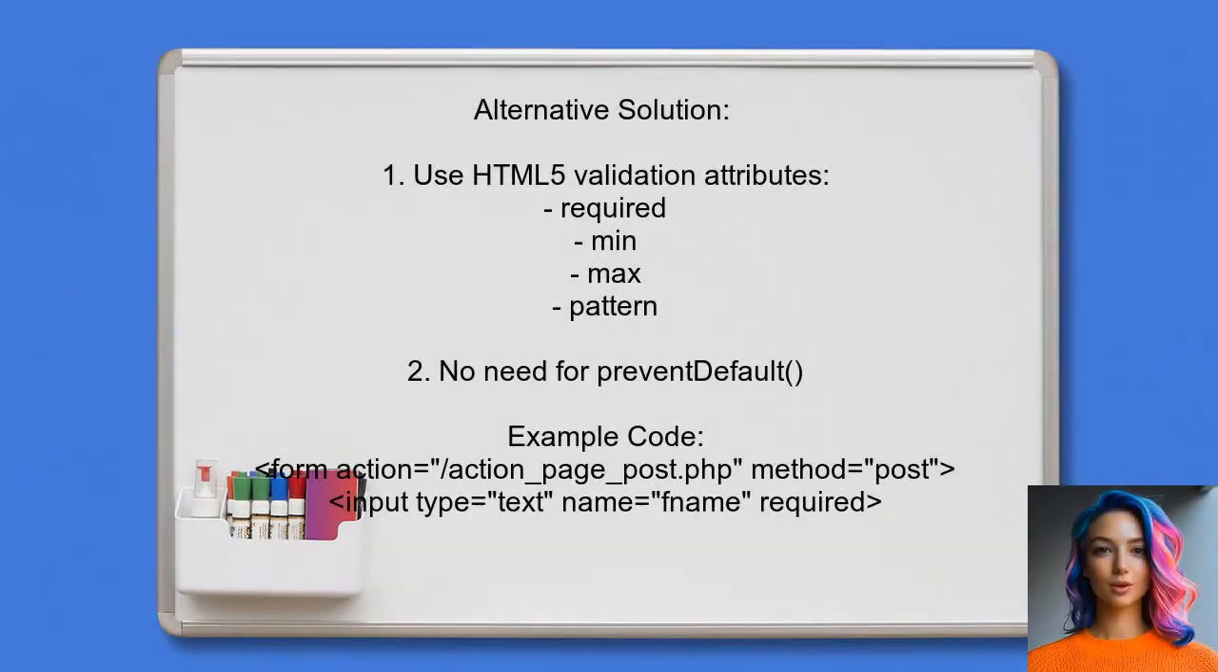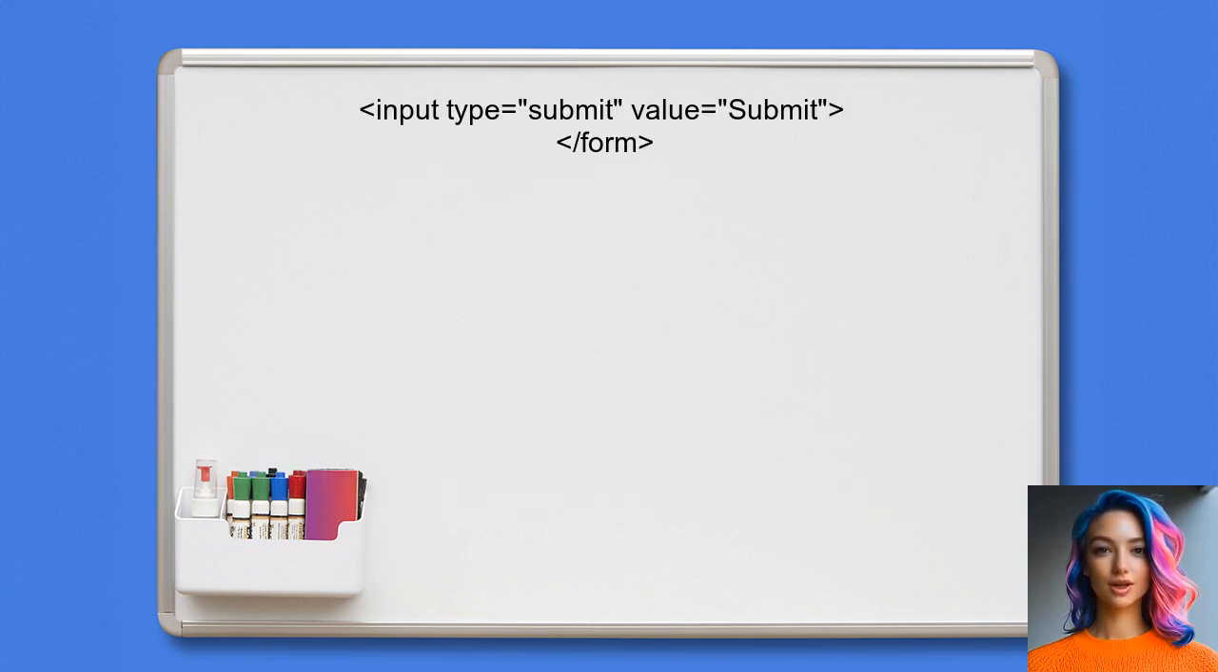An alternative approach shared by another user emphasizes utilizing HTML5 form validation attributes. These attributes, such as required, min, max, and pattern, automatically prevent form submission if the data is invalid. This means you don't need to use preventDefault to stop the form from submitting.